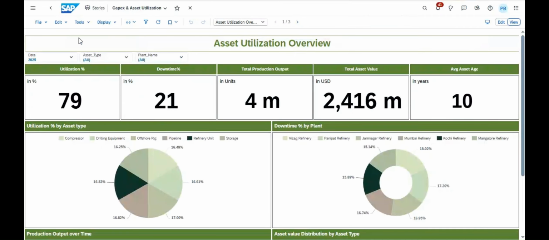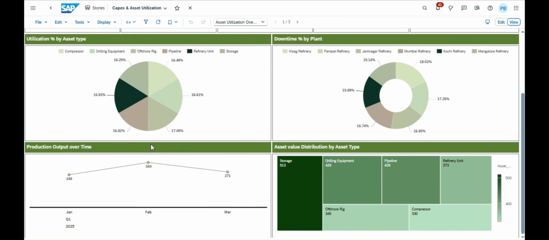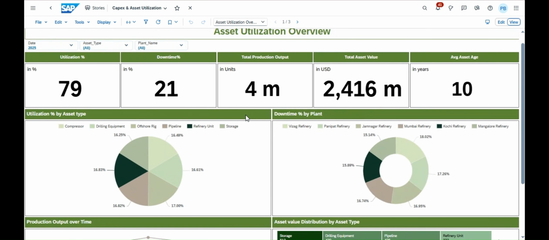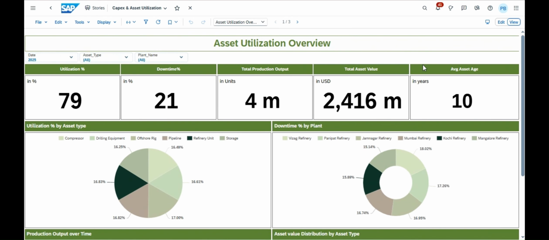Welcome to Capital Expenditure and Asset Performance Intelligence Dashboard. This dashboard provides a comprehensive and real-time view of asset utilization, operational efficiency, production performance, and capital investment across refineries, plants, and asset categories. From utilization rates and downtime analysis to CAPEX performance and maintenance costs, the dashboard helps organizations maximize asset productivity, reduce operational risks, and improve financial performance.